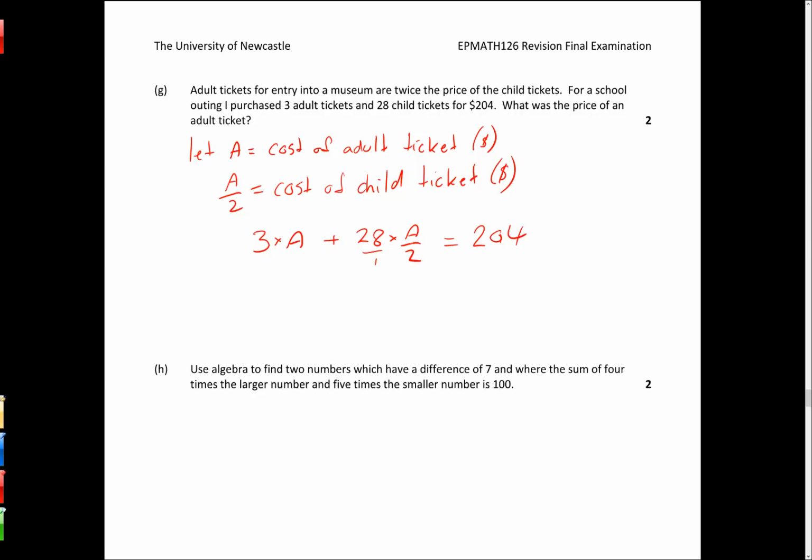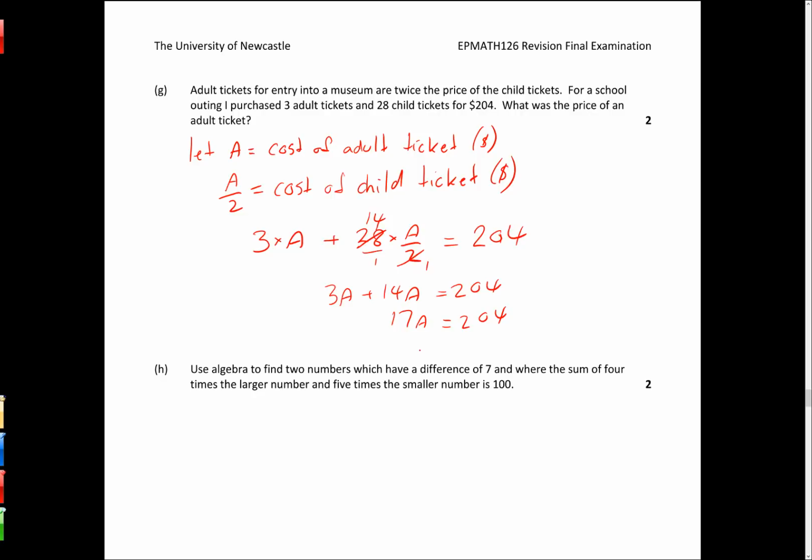I can simplify this a bit. Cancel the 2 on the bottom with the 28. So I've got 1 2 in 2 and 14 2s in 28. So all it's become is 3a plus 14a equals 204. Well, 3 things plus 14, that's 17 things equals 204.